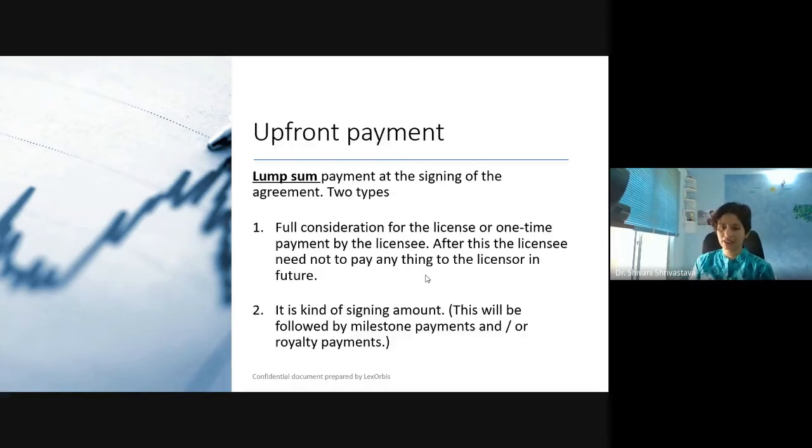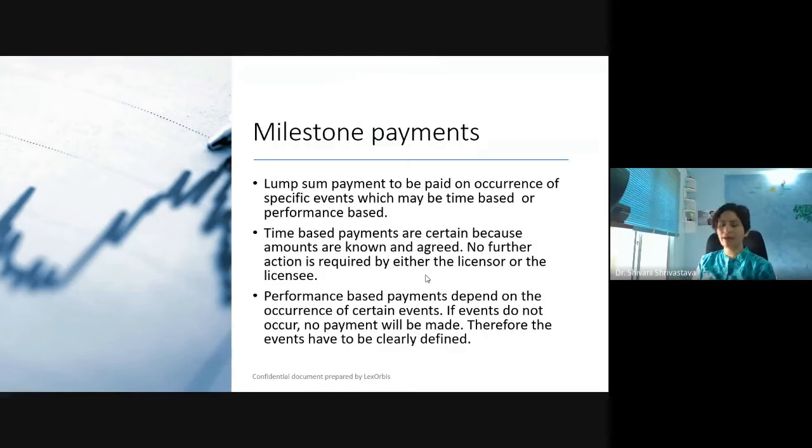So when we are signing the agreement, the licensee can pay X amount as an upfront payment, which can be a lump sum amount, and the balance payment can be covered in other two ways. It can be based on milestone payments or royalty payments. When we are talking about milestone payments, here the lump sum payment is to be paid on the occurrence of specific events, which may be time based or performance based.